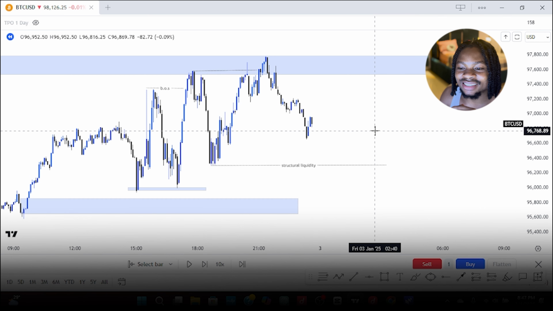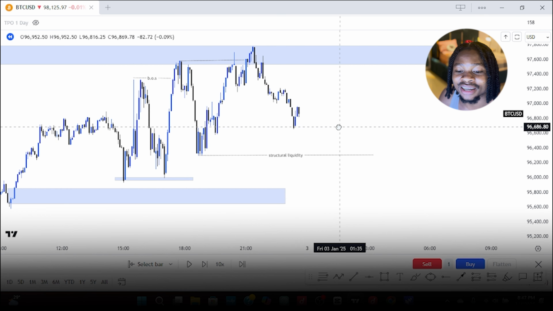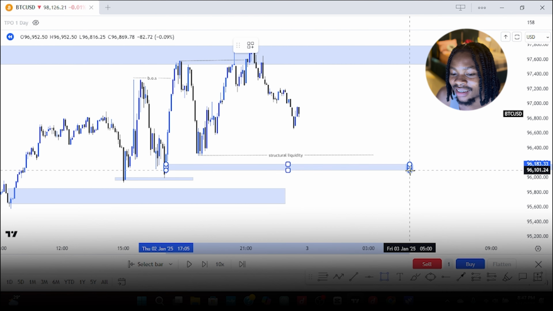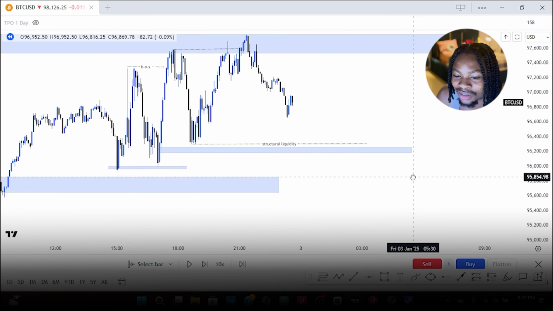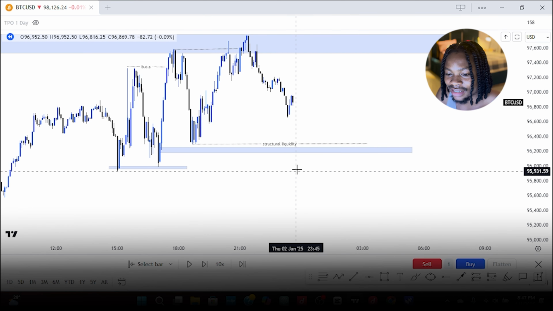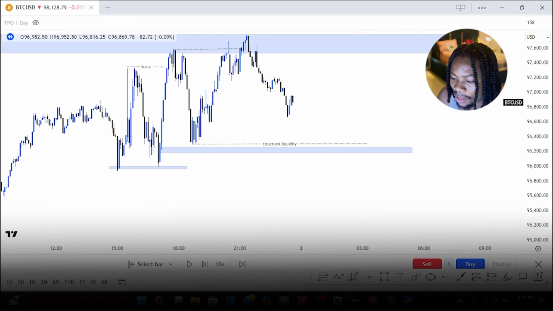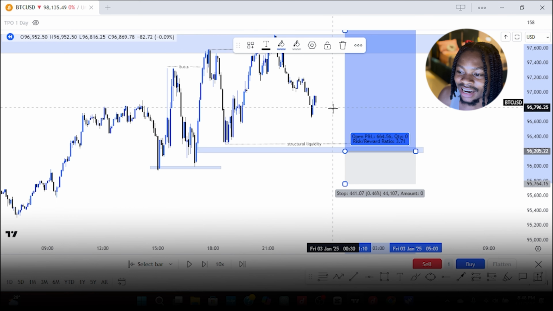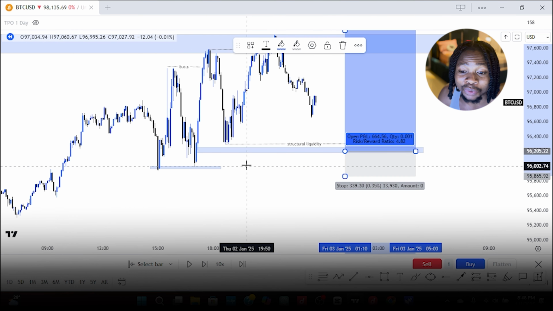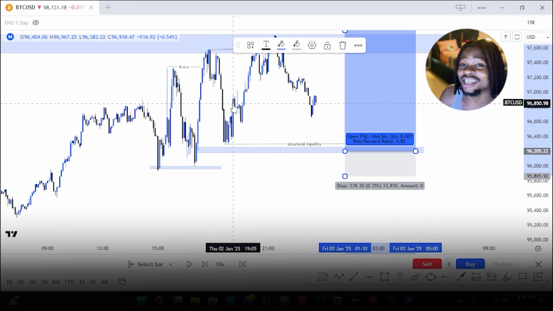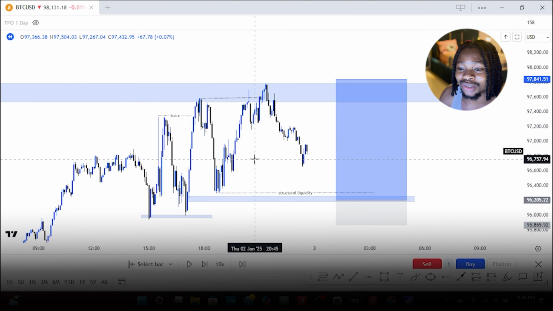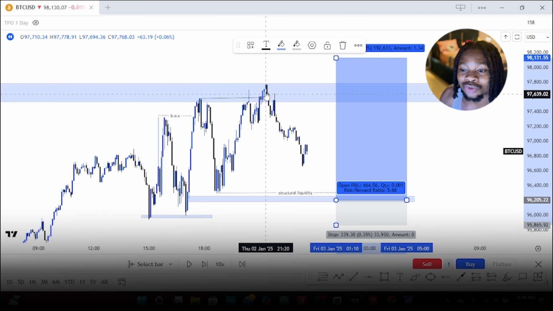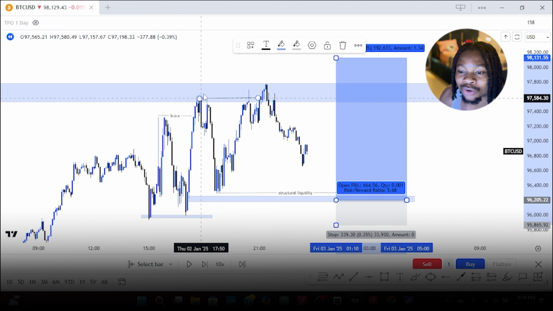The next thing I need to see is this structural liquidity being taken out. Automatically, I can set a buy limit from here. All I need is price to take out this last low right here. So I'm buying from here, below it, and I'm targeting above, having my stop loss just below the equal low. This is how you trade the equal low. The equal low has to have a structural liquidity on its own, meaning that after we have a pullback, we need to have another break: break one and break two.